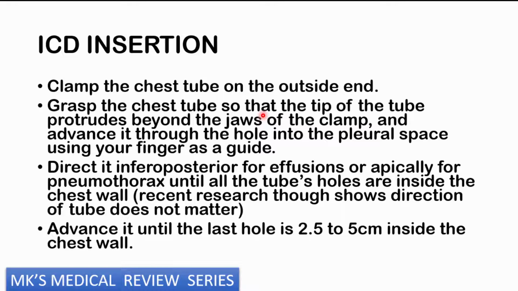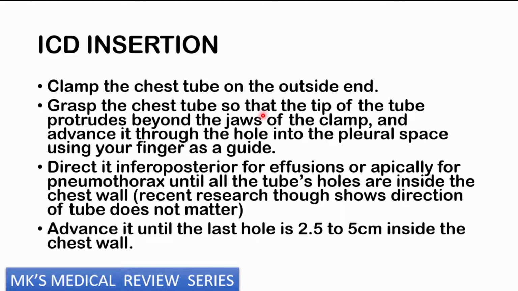Then at the end of the tube, you should be able to grasp the tube with the tip of your artery forceps, such that the tube is protruding just beyond the jaws of the clamp. And then you're going to be advancing this tube into the hole, into the pleural space, using your finger as a guide. And of course, it is traditional or old teaching that if you have an effusion, the tube should be inserted inferiorly and posteriorly. If you have a pneumothorax, it should be inserted apically until all the holes are inside the chest.